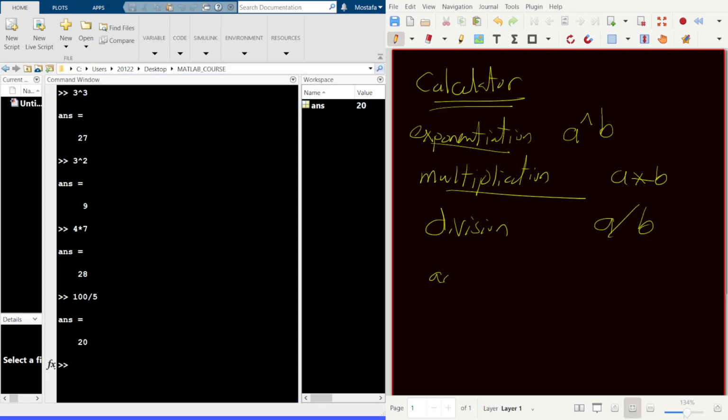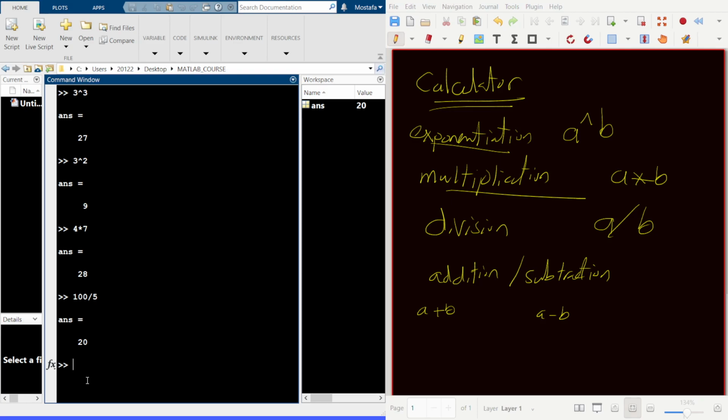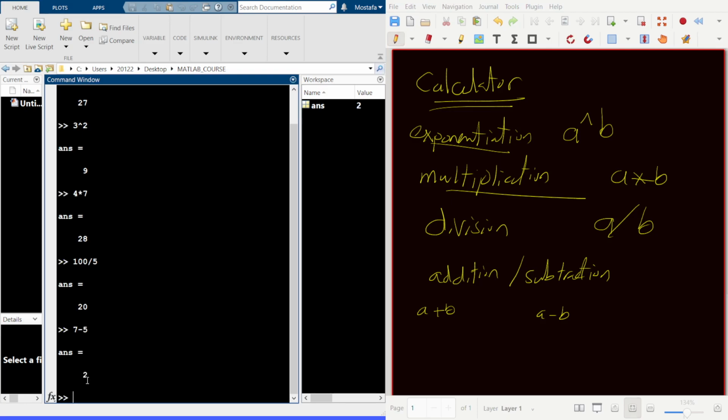And obviously, there is addition and subtraction. So these will look like this. So A plus B and A minus B. So let's do something simple here. 7 minus 5, 7 plus 5. And that's basically how we do addition and subtraction in MATLAB.